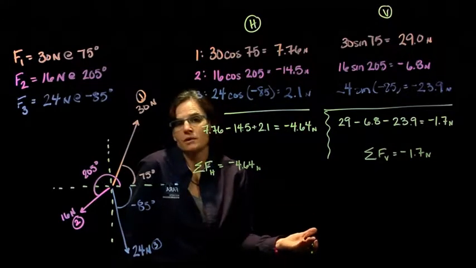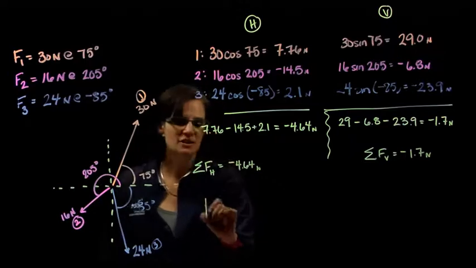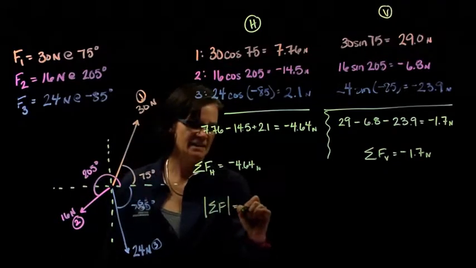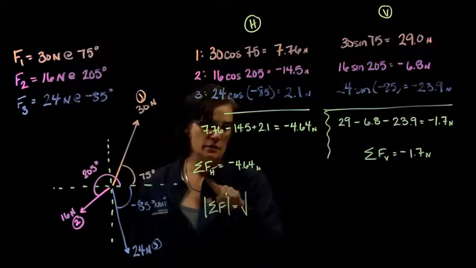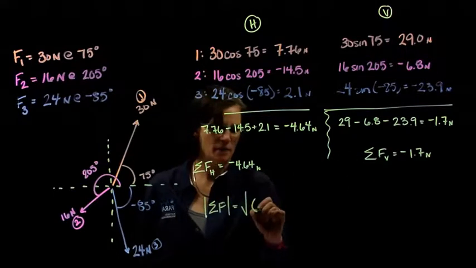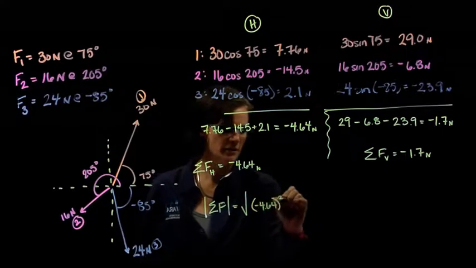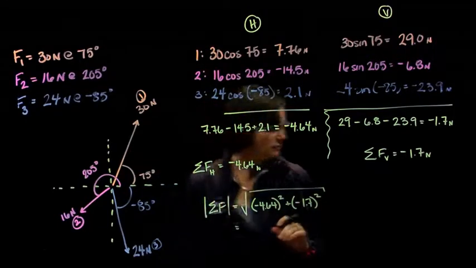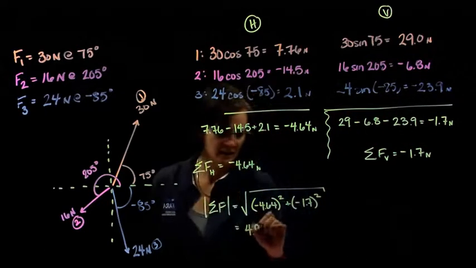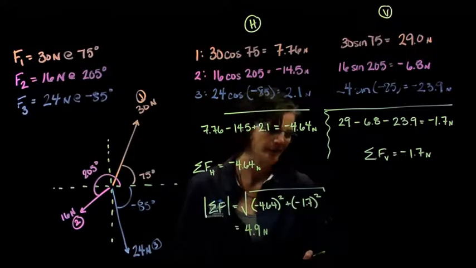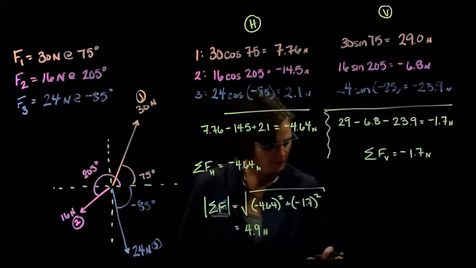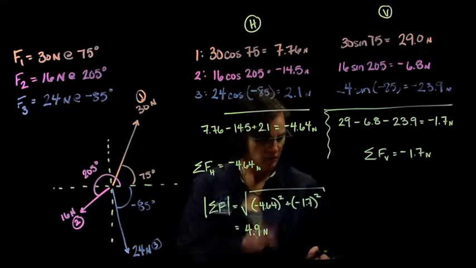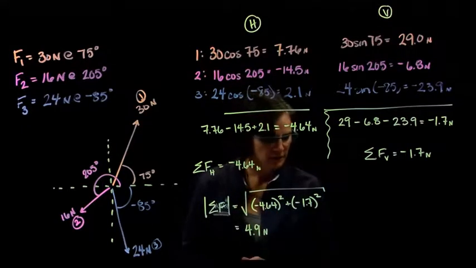How do I get the magnitude of the force? Well, I have to use Pythagorean's theorem. So the magnitude of my net force is equal to the square root of the horizontal component squared plus the vertical component squared. So I have negative 4.64 squared plus negative 1.7 squared. And the magnitude of my force is equal to 4.9 newtons. And that's been a while since I've actually done that one. I just have the answer key over there, so let's just double check it. Negative 4.64 squared plus negative 1.7 squared, 4.9. All right, 4.9 newtons.